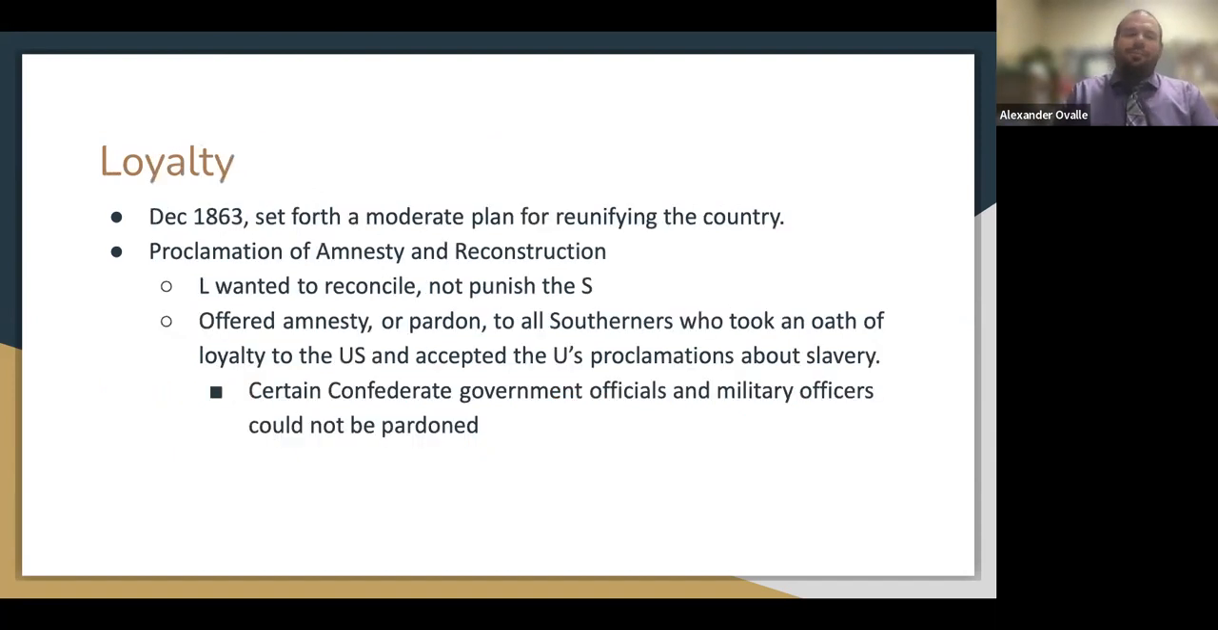So December 1863, Lincoln's still alive. Just to let you know, we're taking a little step backwards to go a little forward. Lincoln will set forth a moderate plan of reunifying the country. It's called the Proclamation of Amnesty and Reconstruction. Lincoln wanted to reconcile, not punish the South. So he's going to offer amnesty or a pardon to all Southerners who took an oath of loyalty to the U.S. and accepted the Union's proclamations about slavery. Certain Confederate government officials and military officers, however, could not be pardoned.